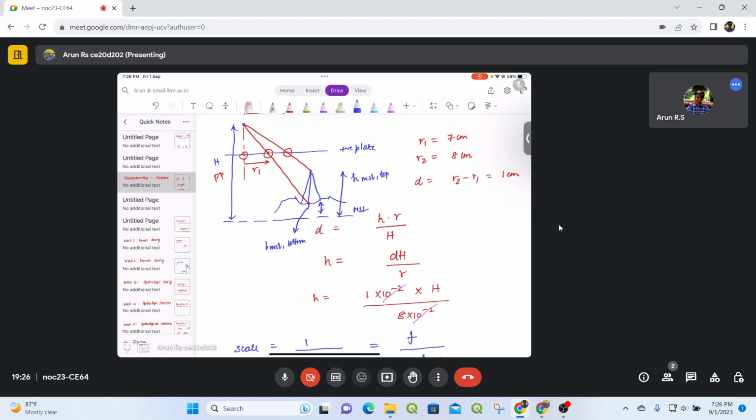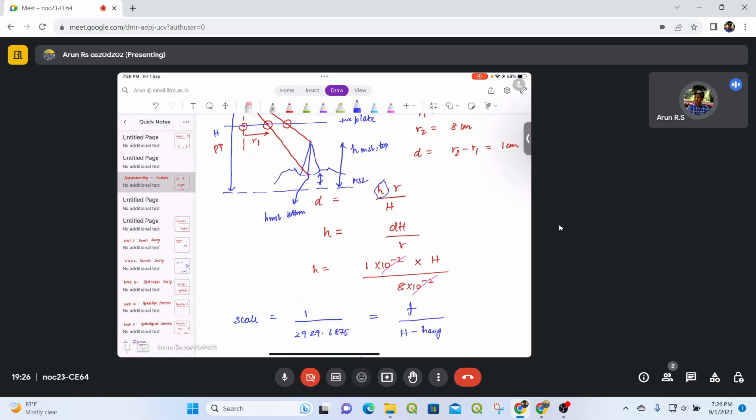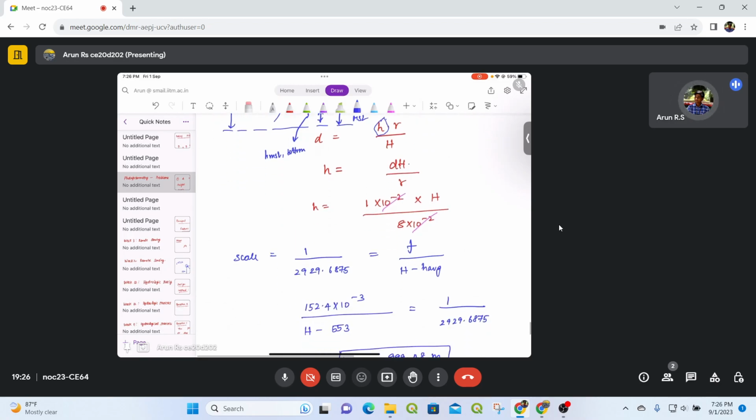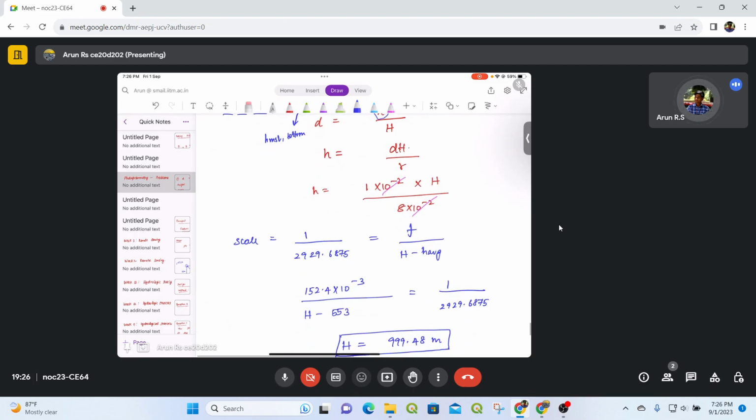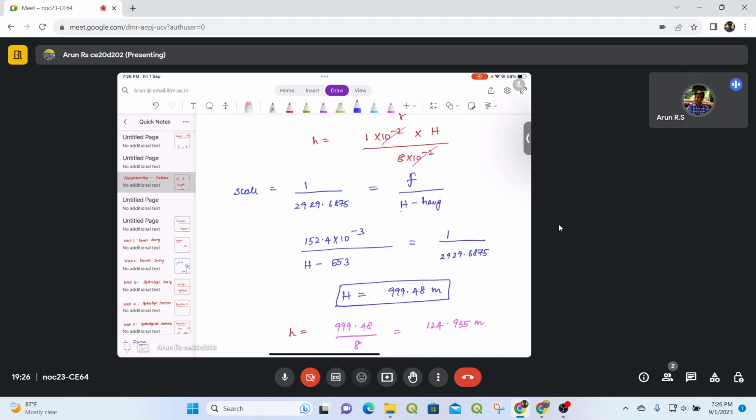Then we need to find out the height of the tower, that is nothing but your small h. With the relief displacement, we will substitute, and we come to know that the height of the exposure point is not given. So we need to find out the capital H. We know the scale, and we know the formula for scale also, and the average elevation is given. The only unknown is your capital H. So your capital H is equal to 999.48 meters.